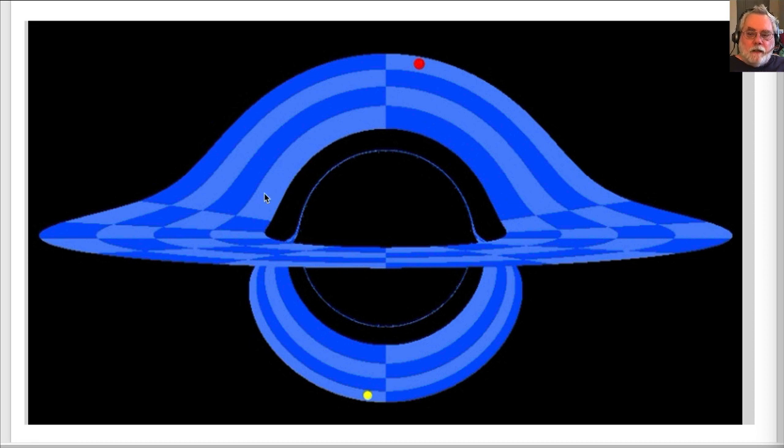Two of the 12 sectors, the ones shown here, this one and this one, are behind the black hole. They're actually behind here, and are responsible for the light that we perceive above and below the black hole.